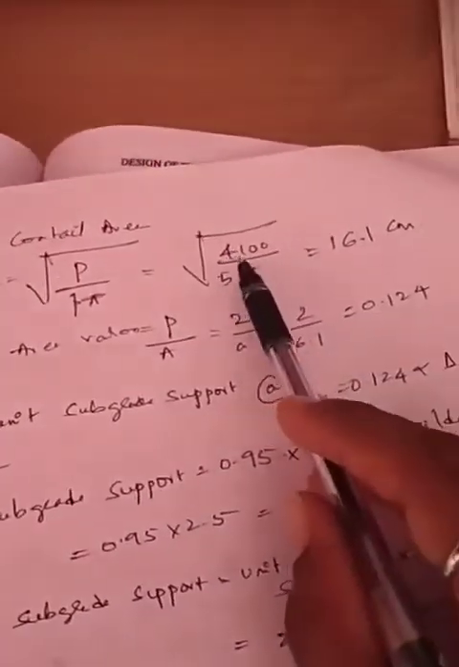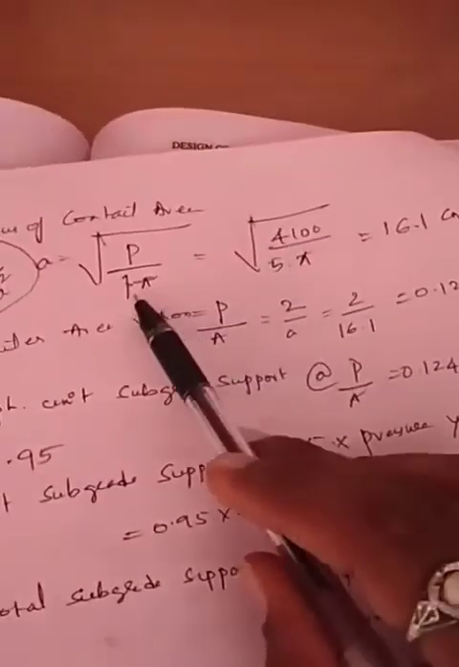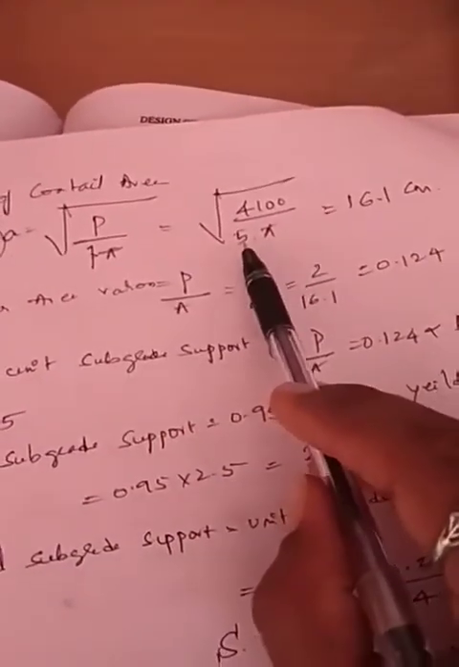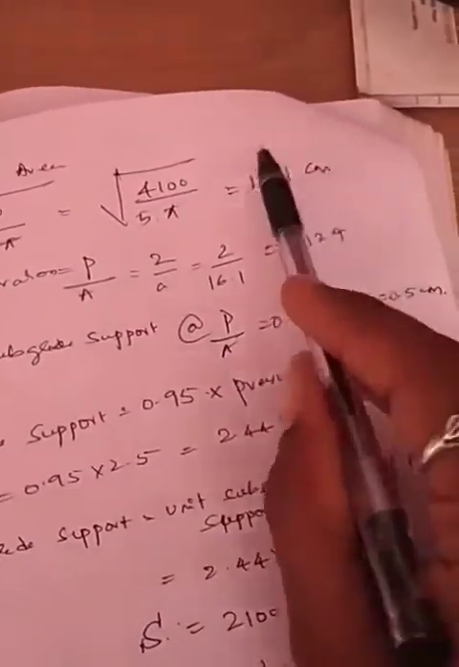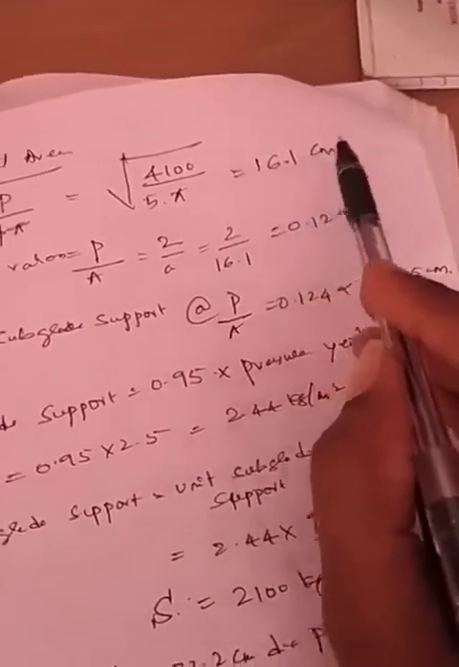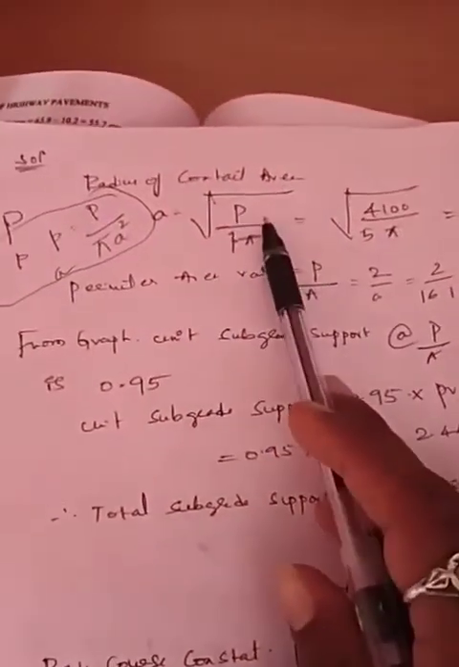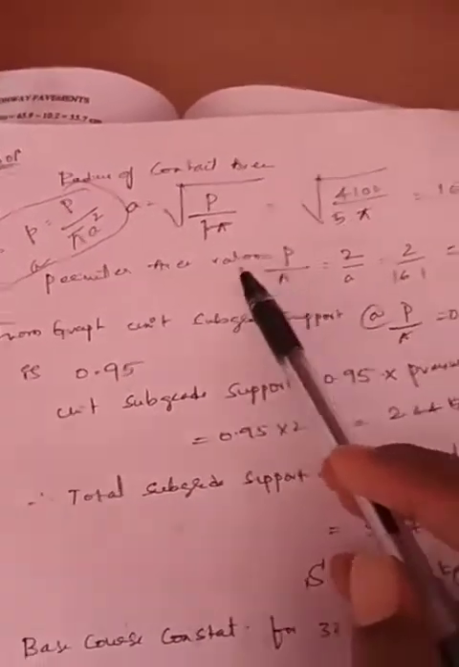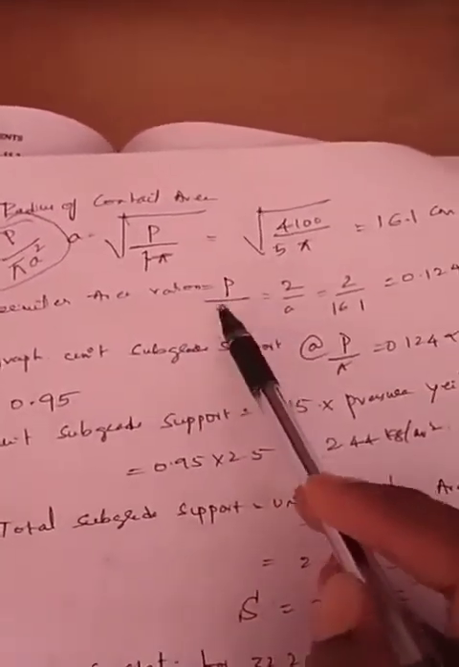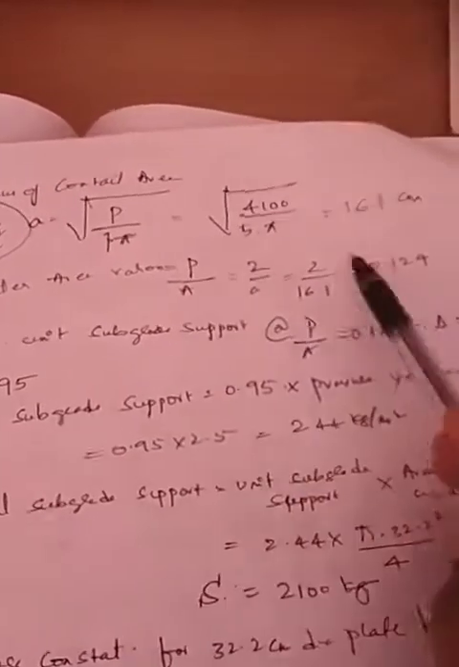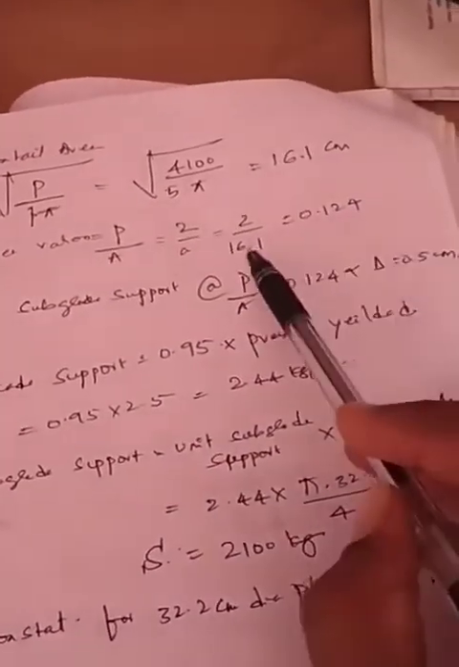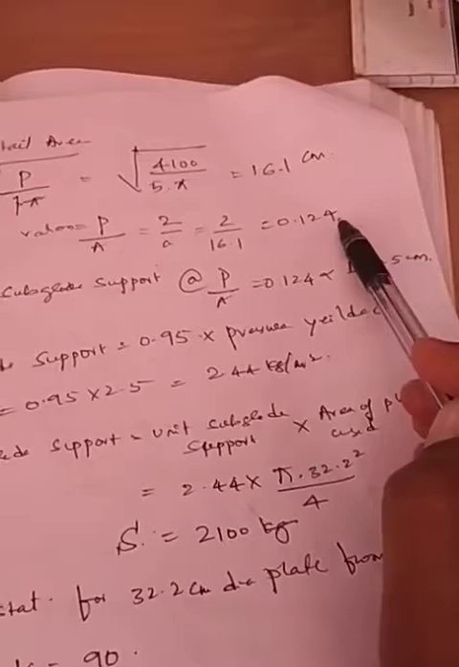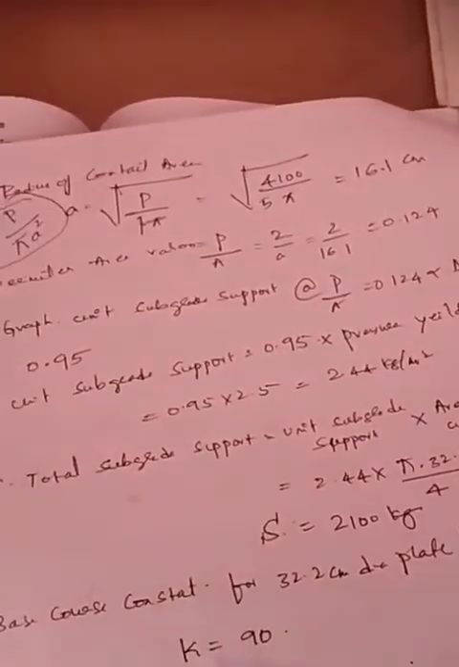Therefore, capital P is given as 4100 kg, and small p, that is the tire pressure, is given as 5 kg per centimeter square. So you will get the radius of contact area as 16.1 centimeter. Once you get this value of a, next we need the perimeter of the area. So the perimeter area ratio is given by P by A, which is nothing but 2 divided by a. The value of a is 16.1 centimeter, so you will get 0.124 per centimeter.